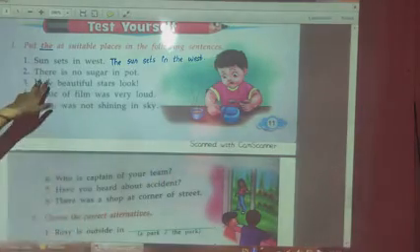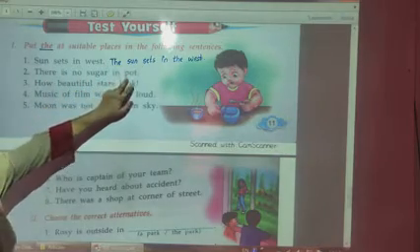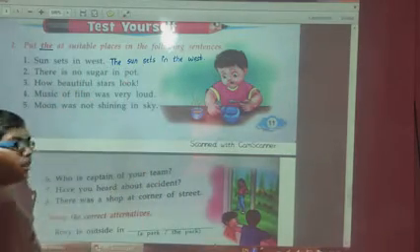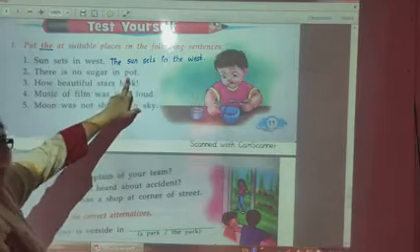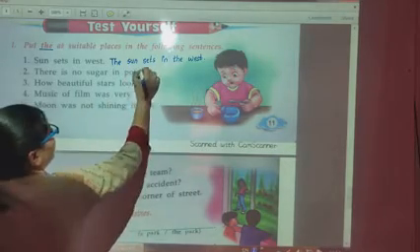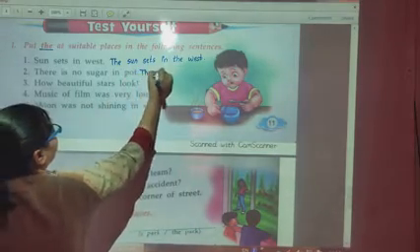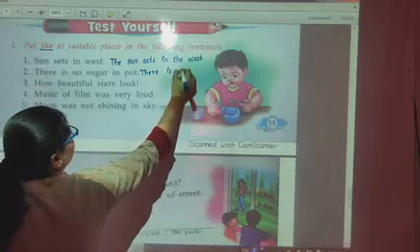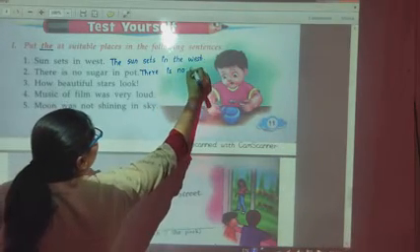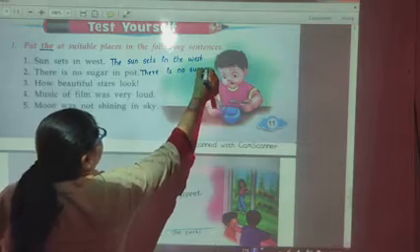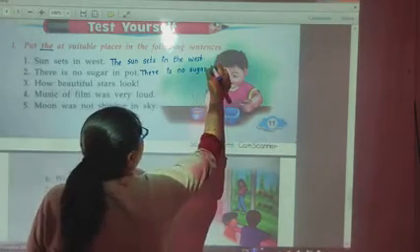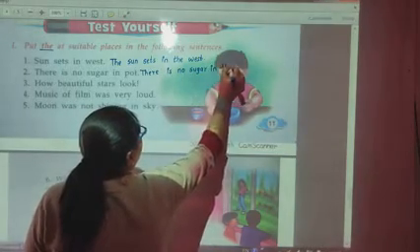Next is, there is no sugar in pot. Where will we put the? Before the pot. Okay? There is no sugar in the pot.